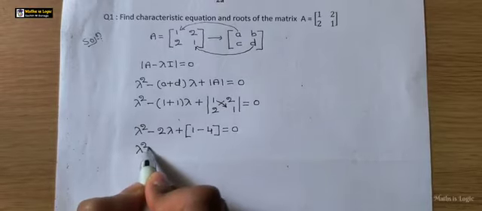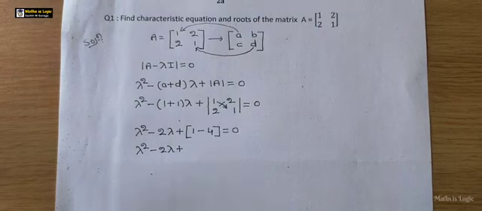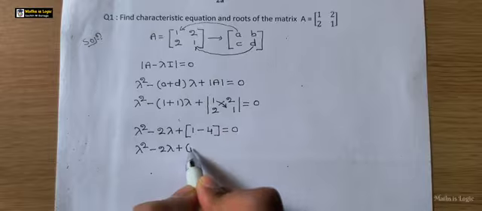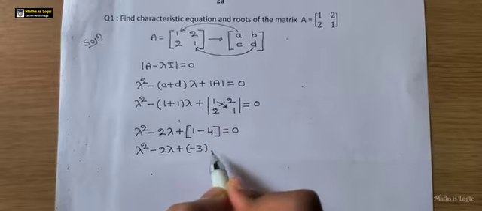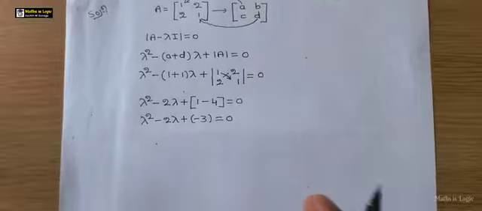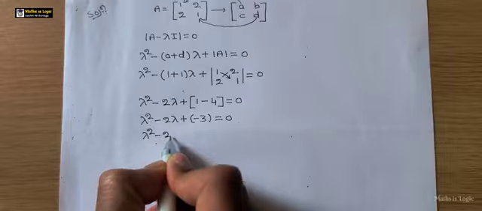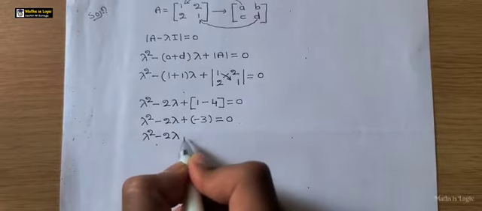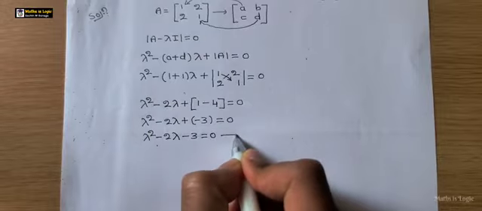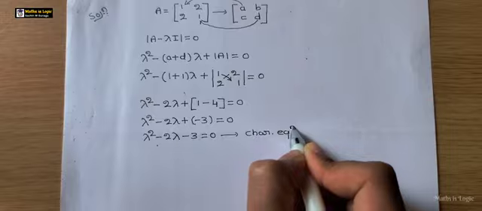Therefore lambda square minus 2 lambda, keep it as it is, plus, so 1 minus 4, if you do it in the calculator, how much it will show you? Minus 3. So write it in bracket is equals to 0. Therefore lambda square minus 2 lambda, open the bracket, plus into minus is minus, 3 is equals to 0. So this is what we call it as what? Characteristic equation.